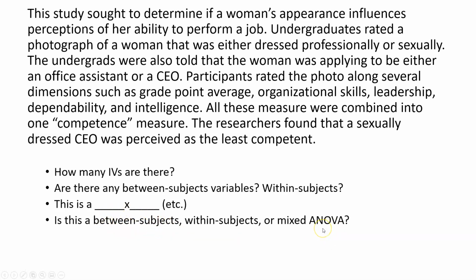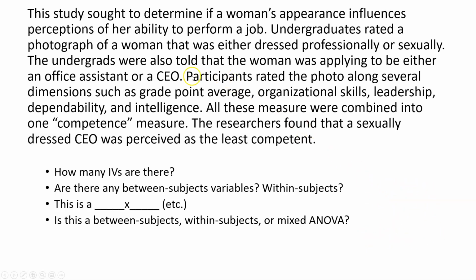The cell for this would be a 2x2, so if you drew it out, it would look like a cell of 4 different conditions. It would be crossed in the middle like that. The dress type is professionally or sexually, and the job type is office and CEO, so there'd be 4 different cells.